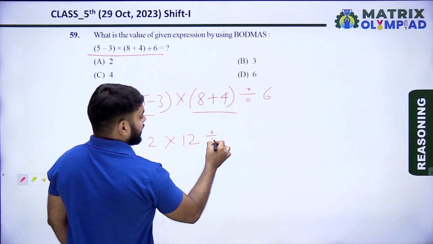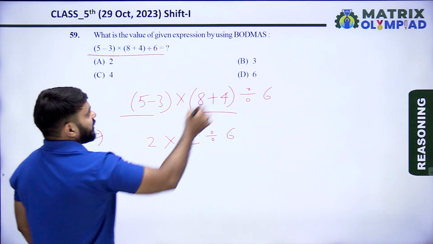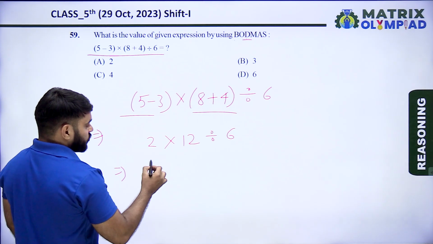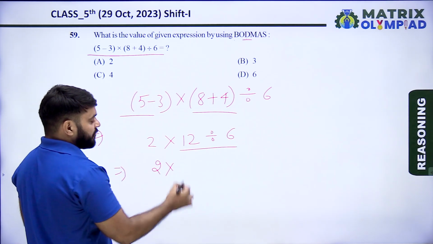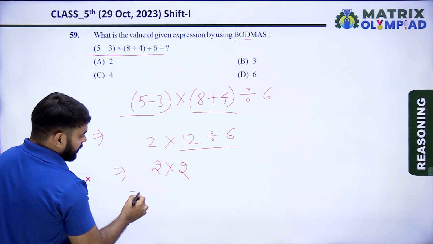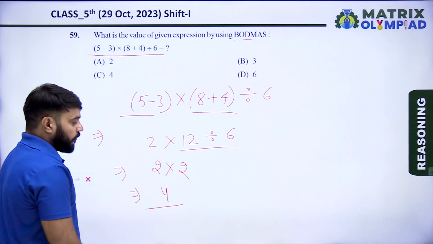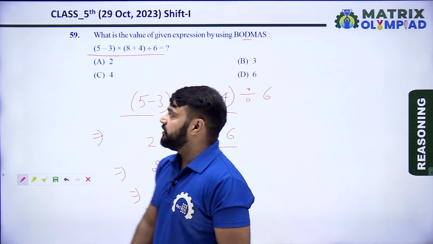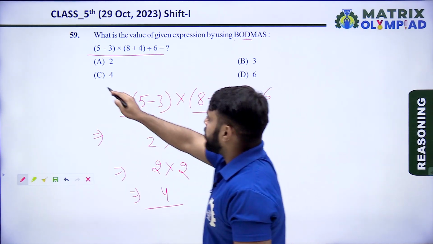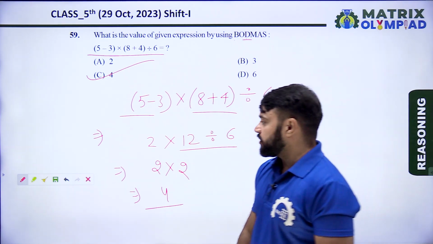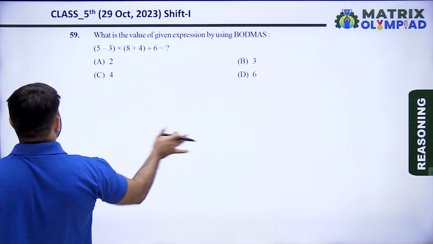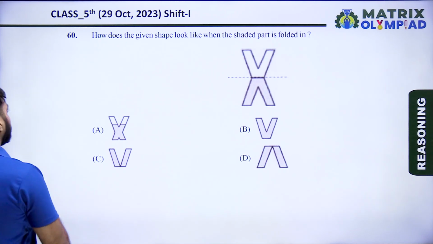12 divided by 6. Now divide the numbers. So 12 divided by 6, it means 2. Now 2 multiply by 2, it means 4. So 4 is the correct value of the given expression. So here option C is the correct answer of this question. So let's move on to the next question. So next question is question number 60.